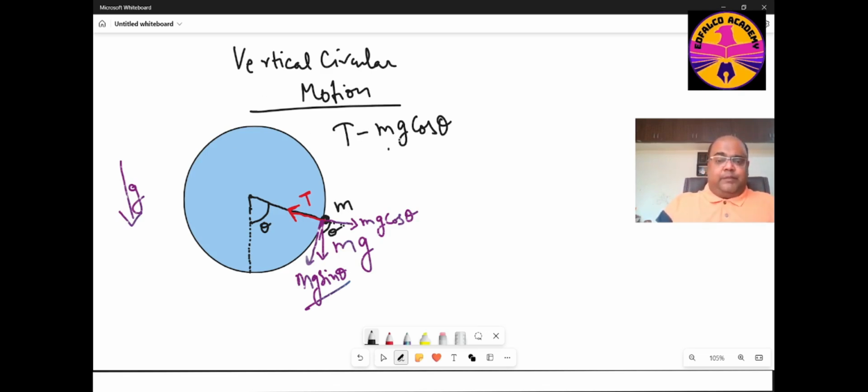From our previous basic understanding, we already know that this is nothing but equal to mv square by r, because it is mass into acceleration, and acceleration for a circular motion is v square by r. If suppose v is the velocity at this point, then it will be v square by r, where r is the radius of this circle, or you can think of it like the length of this string. So this will be one of the equations: T minus mg cos theta is equal to mv square by r.